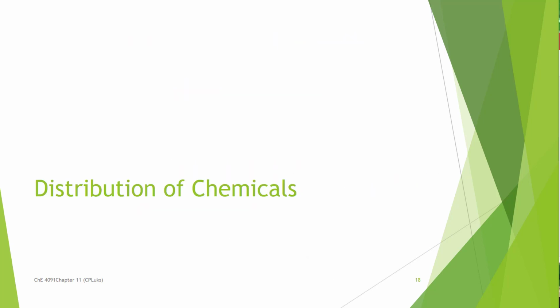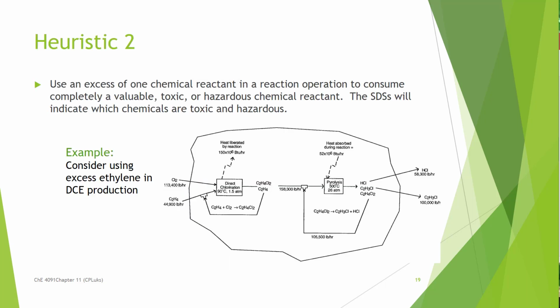They also talk about distribution of chemicals with reactions. Heuristic 2 says that you should use an excess of one chemical reactant in a reaction operation to completely consume a valuable, toxic, or hazardous chemical reactant. This just makes sense, right? You can look at an SDS and figure out which chemicals are toxic or hazardous, and you want to minimize the chance of those getting out. So we'll put them in our reactor, and we want them to be completely consumed in the reactor if possible.